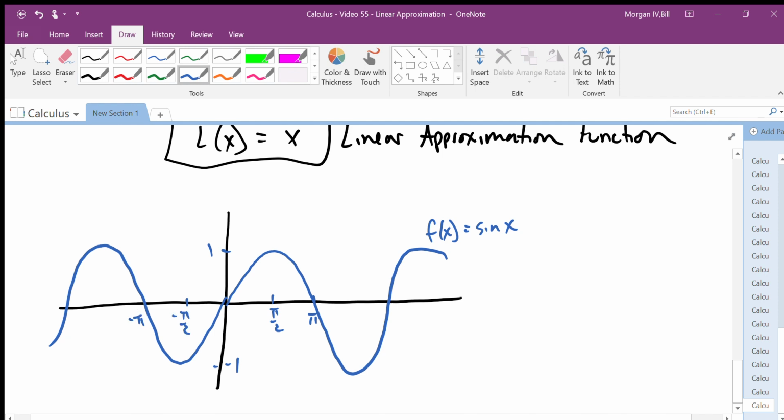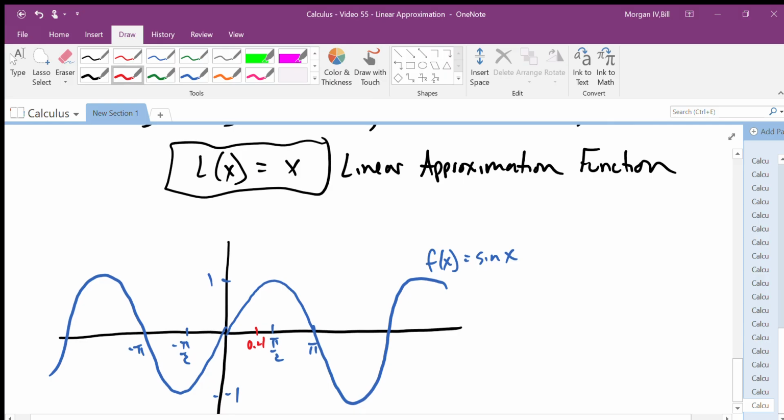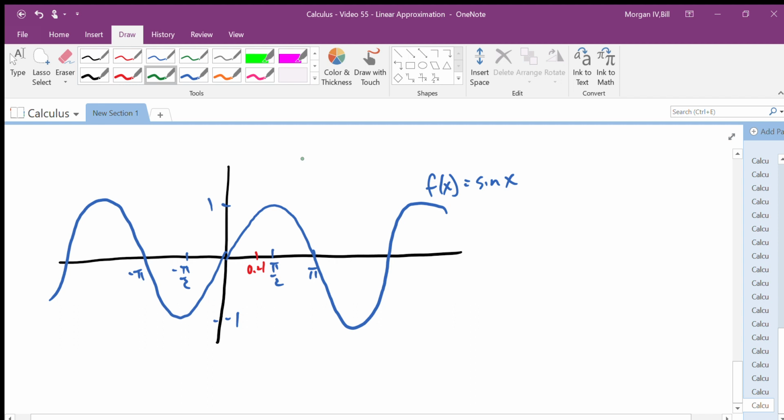What we want to know is what happens at 0.4. So we're asking ourselves, what is the function value here at 0.4? I'd like to at least approximate the function value at 0.4. That's my x value. And what we're going to say is the best linear approximation that we can get using an a value of 0 is the line y equals x. The line y equals x is just a line that looks something like this.